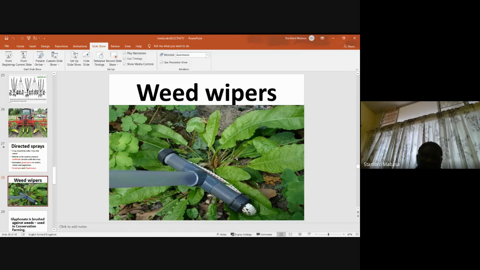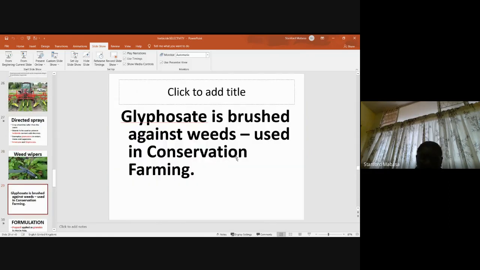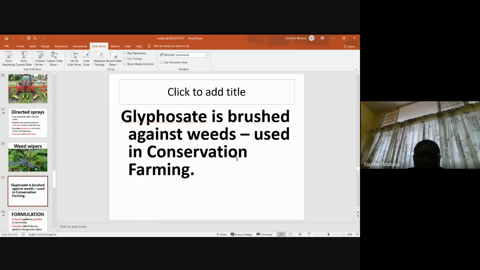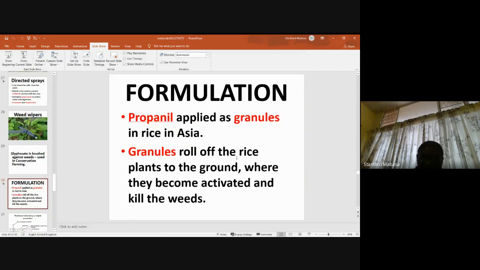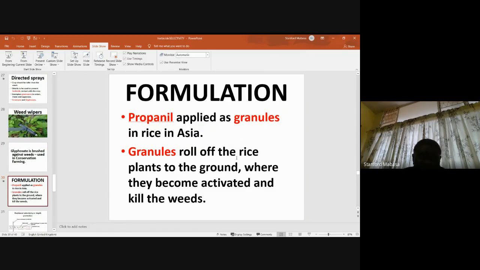You can do this in various crops. So glyphosate is simply brushed against the weeds, and this is ideal for conservation farming or conservation agriculture. So directed sprays, weed wipers. Now we move on to formulation. Now there are some herbicides which are designed to be selective through formulation.